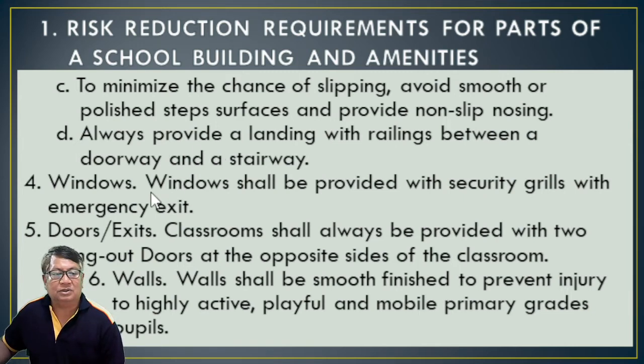Then when it comes to windows, windows shall be provided with security grills with emergency exit, of course. Otherwise, maybe they will jump out of the window. If it is two-story, it might result in injury to our students, our children. Doors and exits of classrooms shall always be provided with two swing-out doors at the opposite sides of the classroom. Walls shall be smooth finished to prevent injury to highly active, playful and mobile primary grades pupils.